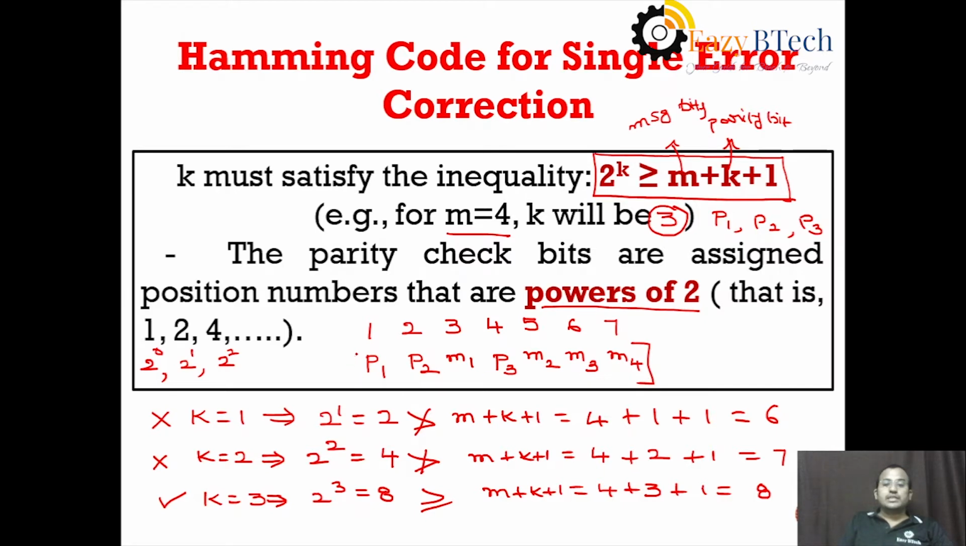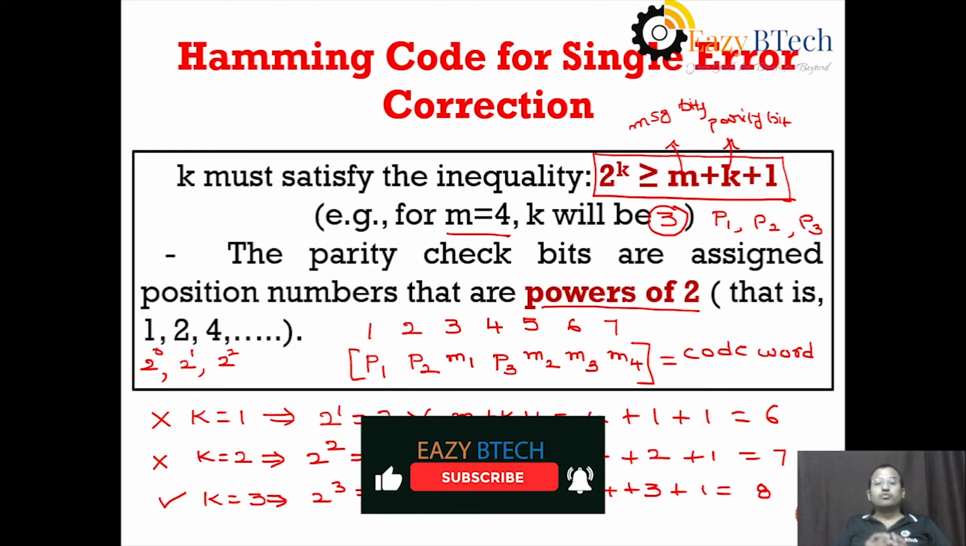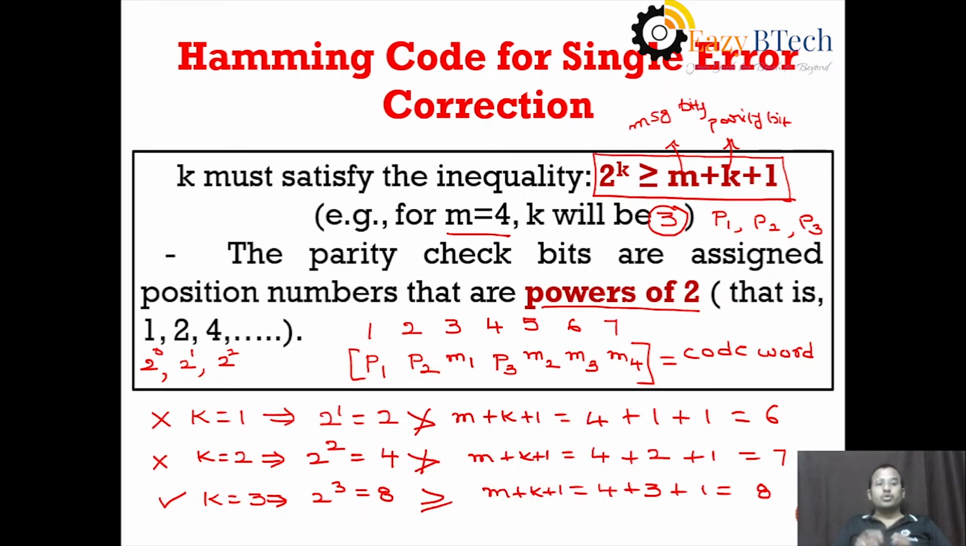So this is the code word after adding the parity bits to the message bits. So we have to place the parity bits in the positions of 2 power 0, 2 power 1, 2 power 2, and so on, 2 power 3.